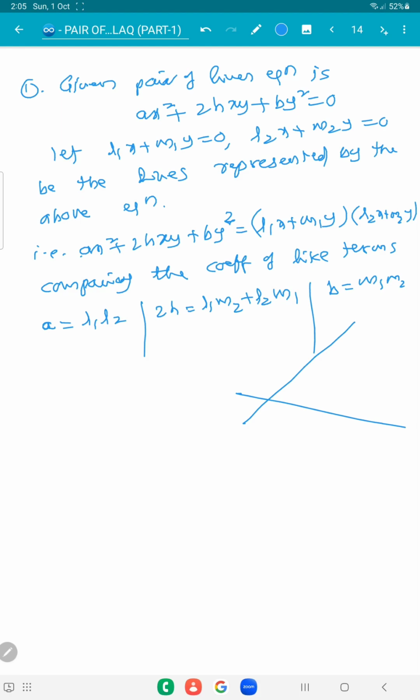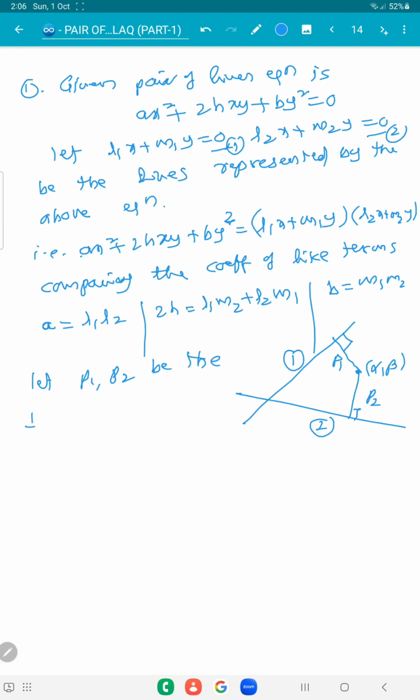So let us draw the rough diagram for this. These are the lines represented by this equation. Let this be the perpendicular distance from alpha comma beta to the first equation. Let it be the first equation. This is the second. This is also perpendicular distance. So let P1 be the perpendicular distance from alpha comma beta to the first line, P2 be from the second line. Let P1 comma P2 be the perpendicular distances from alpha comma beta to 1 and 2 respectively.